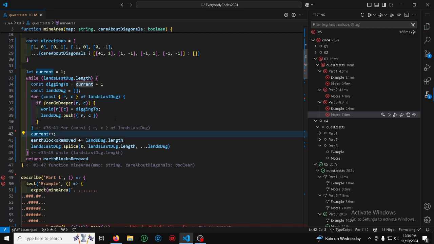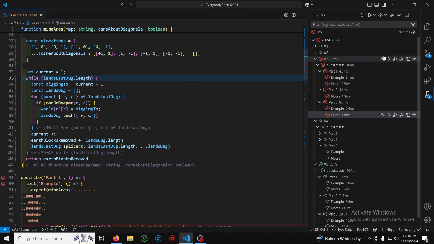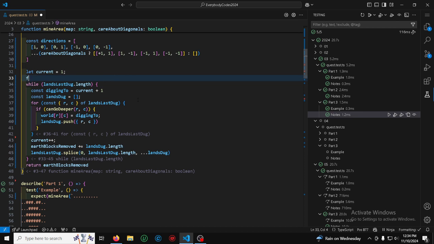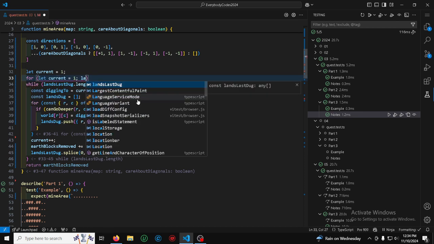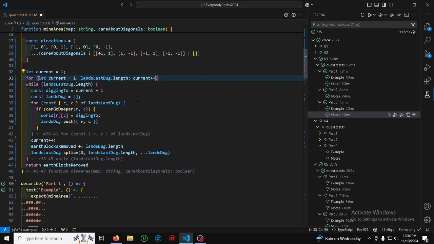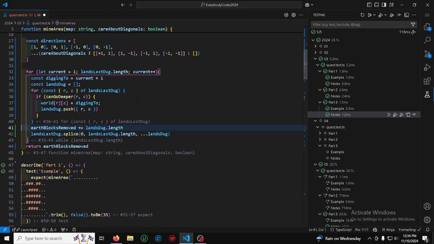What is current doing? Oh, that's just my depth. Hey, this could be a for loop. For let current equals one, current less than lastDug.length, current plus plus. Do that. Drop that. Drop that. Drop that.